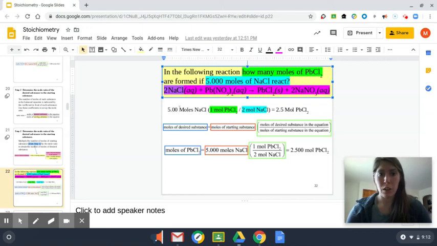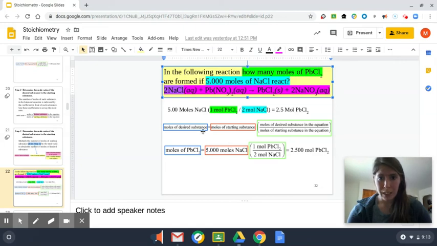So I have my start, 5 moles of sodium chloride that's given to me in the problem, and I multiply it by the mole ratio, keeping my desired, which is the PbCl2, and I pull from the problem 1 mole from PbCl2, over 2 moles of sodium chloride, desired over starting. And once I plug that into the calculator, I get 2.5 moles of lead chloride, PbCl2.